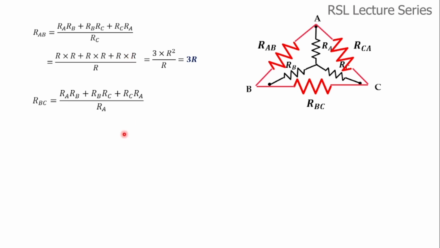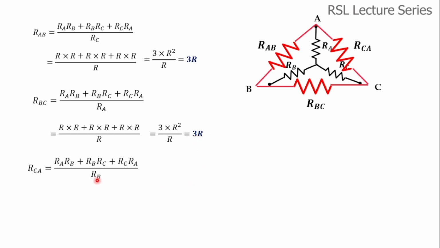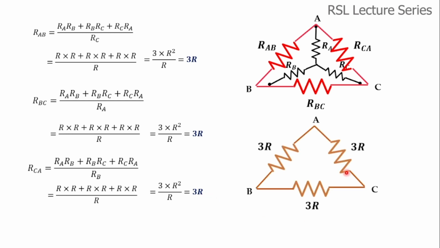Here again, this is the formula for finding out RBC. Here again, we can substitute the R value. So R into R plus R into R plus R into R divided by R. That is equal to 3R square by R. And on simplification, we'll get 3R. Similarly, RCA. This is the formula, and if we substitute the R value, then we'll get 3R. So now the star connected R value resistors are converted into a delta equivalent. Here the delta equivalent is 3R.